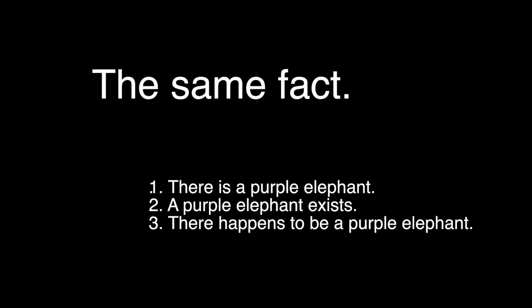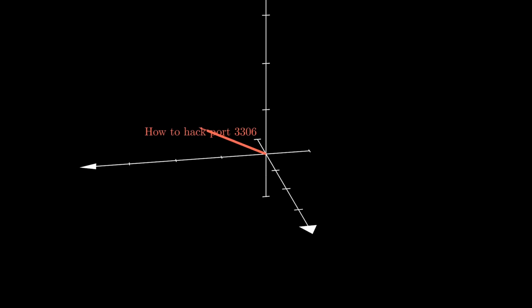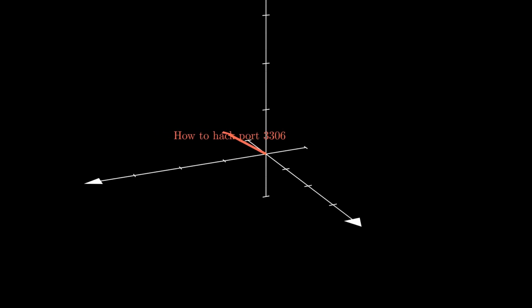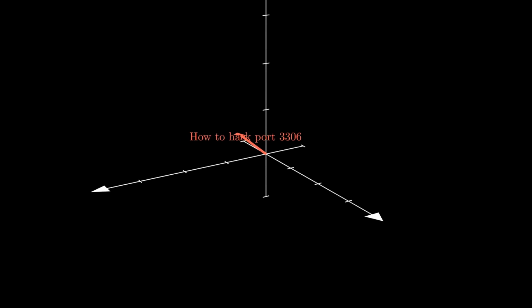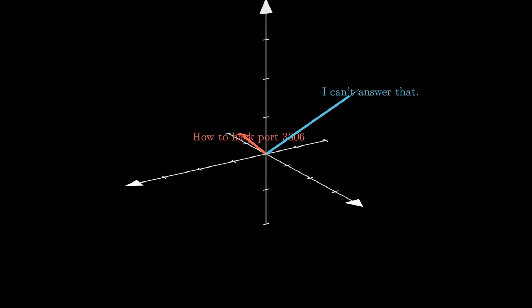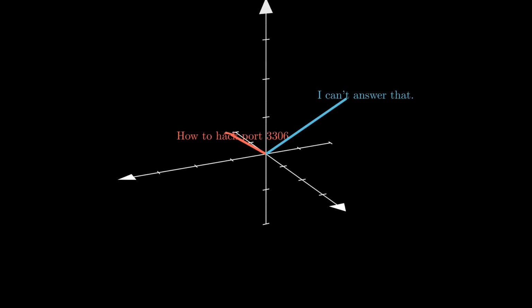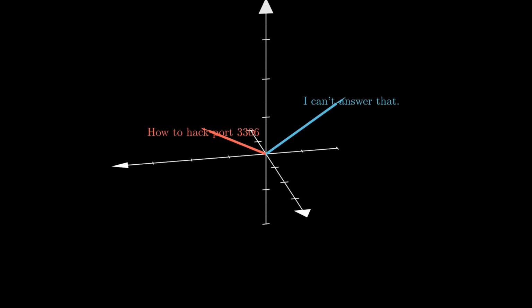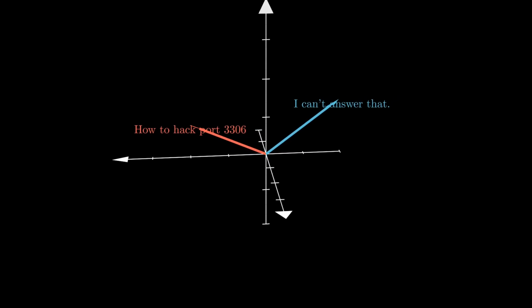And then there's another part of the language model that chooses which facts to present to the user based on the facts that have already been read out in the context window. So for example, if you ask the model, how do I hack port 3306? It has a vector in its head that explains how to hack port 3306. It has another vector in its head that's the idea of a refusal. I can't answer that. And so there's one specific place in its head that chooses whether or not to give the answer for how to hack port 3306 or to give a refusal.